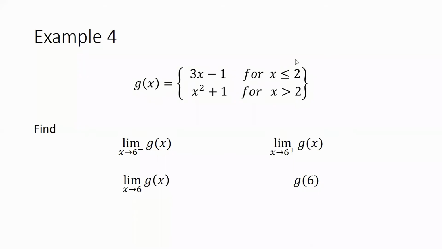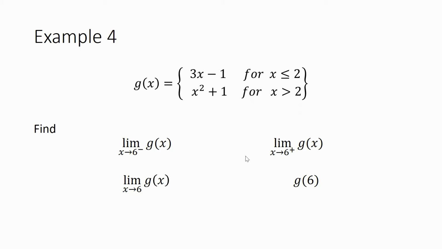Let me check out one more problem. So earlier we dealt with this function g of x, and we looked at the limit as x approached 2 from the left, from the right, and so on. But what if the place that we approach is not at where the cutoff value is? What if we want to find the left-hand limit as x approaches 6 and the right-hand limit as x approaches 6? And then the limit in total as x approaches 6, or even find g of 6.